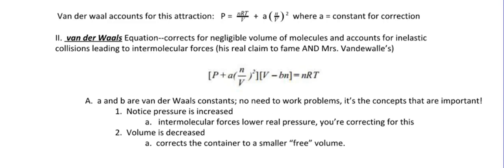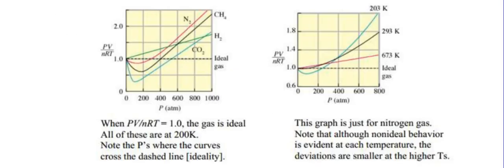Okay, so let's see what the next page is. Okay, these graphs are pretty important. The AP loves showing you graphs and making you decide what's going on here. So let's take a look at this. Your y-axis is PV over nRT. Think about that. If I use PV equals nRT, divide both sides by RT, isn't that quantity equal to 1? So the closer it is to 1, the closer it is to being a perfectly ideal gas. So that's your y-axis. Down here is pressure.